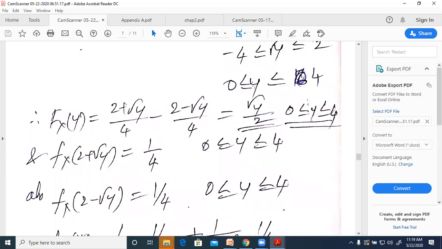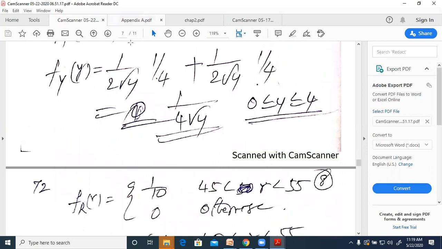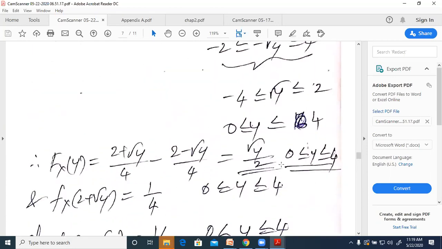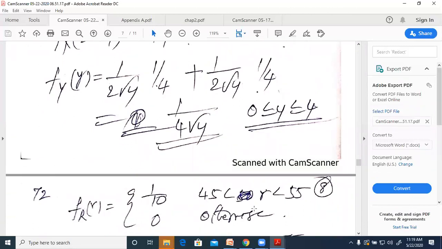If you differentiate this, you'll get 1 by 2 into 2 root y. That will be again 4y. Okay, that's another way of doing it. You need not do all that process. You can just get straight away by differentiating this, y by root of y, with respect to y. You will definitely get this value, 1 by 4 root of y.